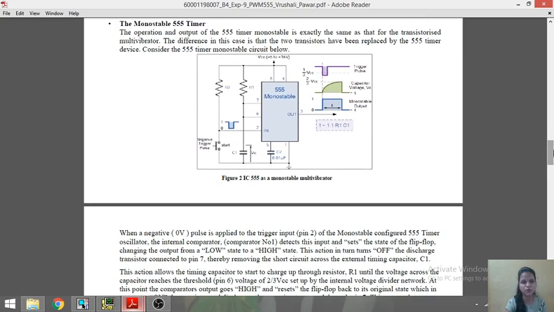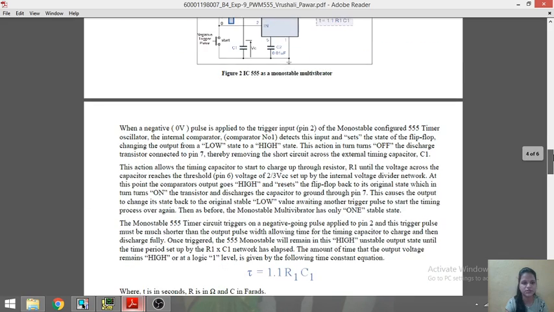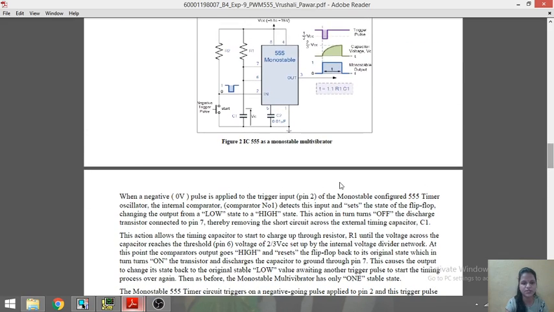Next is the monostable 555 timer. Because we are using the monostable mode in this pulse width modulation, first we will understand that. The operation of the output of the 555 timer monostable is exactly the same as the transistorized multivibrator. The difference is that the 2 transistors have been replaced by the 555 IC. Consider the 555 timer circuit below. Here you can see this circuit of the monostable multivibrator. When a negative pulse is applied to the trigger pin 2, the monostable is configured as a 555 oscillator.